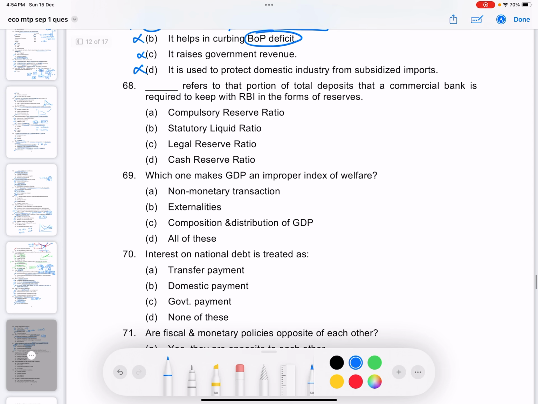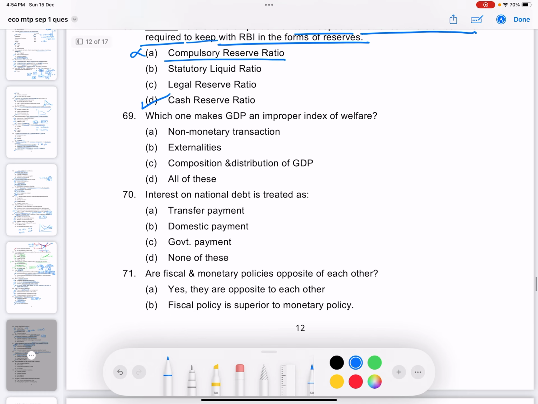अब 68th क्वेश्चन इज़ वेरी बेसिक। डैश रेफर्स टू दैट पोर्शन ऑफ टोटल डिपॉजिट दैट अ कमर्शियल बैंक इज रिक्वायर्ड टू कीप विद आरबीआई। तो कमर्शियल बैंक कहाँ रख रहा है? आरबीआई के पास। कंपल्सरी रिजर्व रेशियो नहीं होता ये, इट इज़ कैश रिजर्व रेशियो.